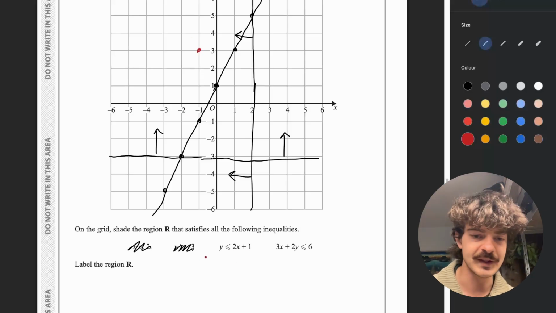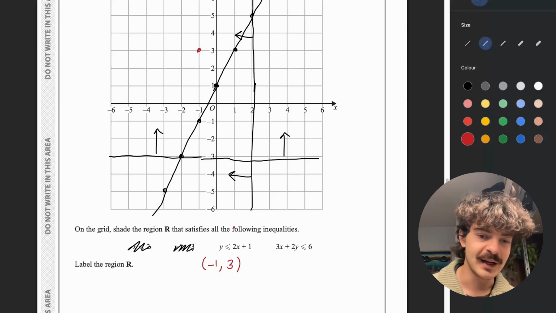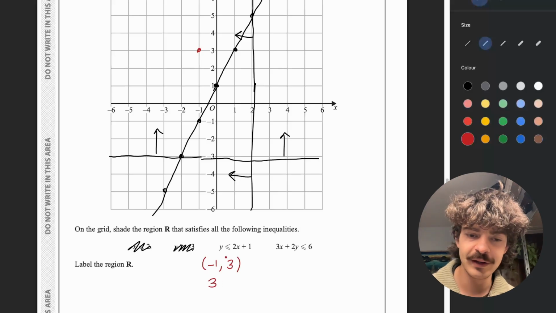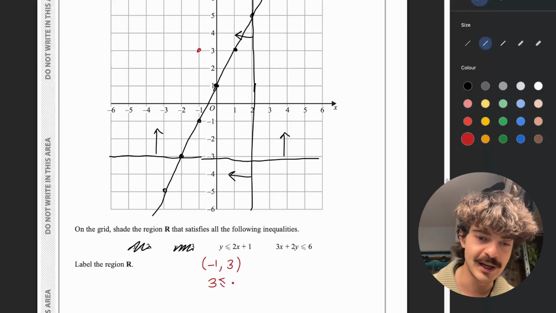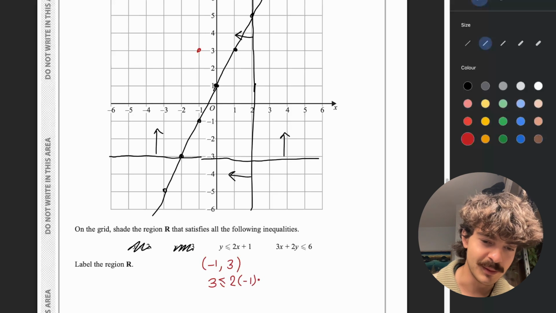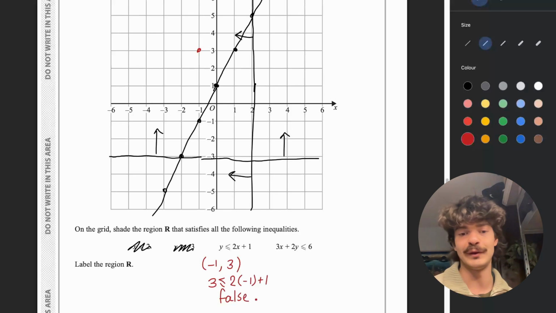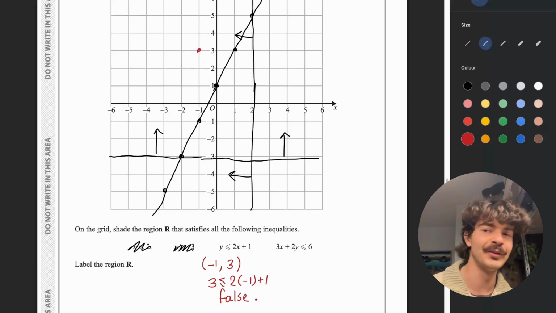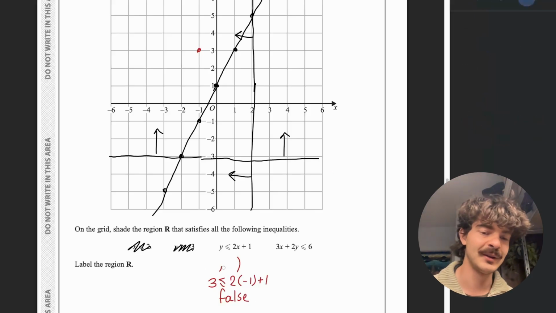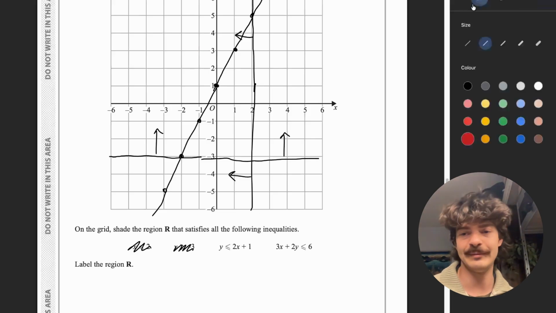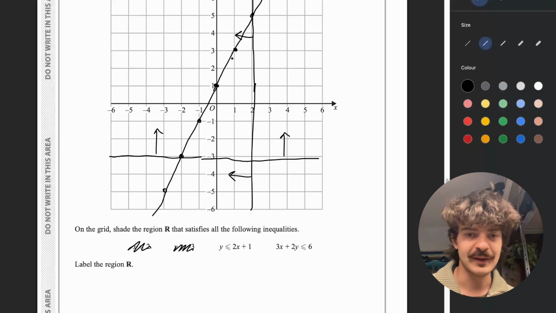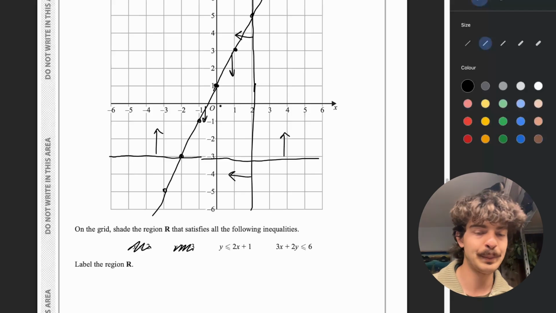Well, this coordinate is -1, 3. And that's like saying, is 3, your y coordinate, less than or equal to 2 times -1 plus 1? And this is false, right? It's true or false. And if it's false, then that's not the region I want. So there's always ways to check these values. It's good to know how to do them. So yes, we want this way from this line.